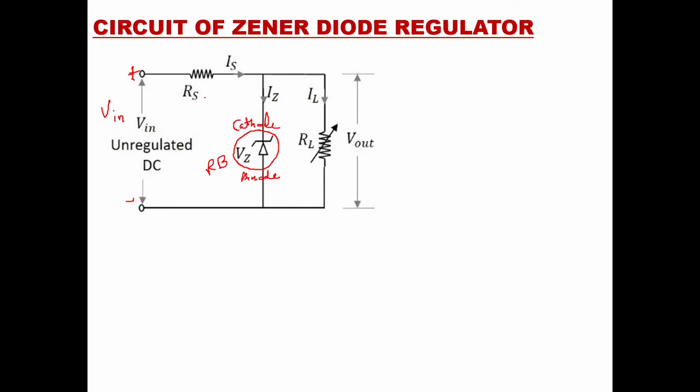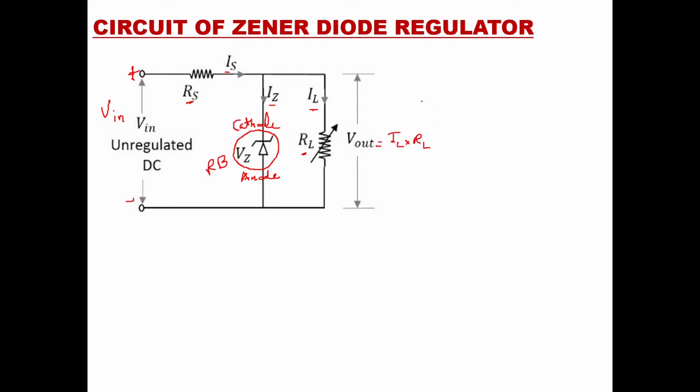Okay. Now here you see RS is the source resistance, IS is the source current, IZ is the Zener current which is going to flow through the Zener diode, IL is the load current which is going to flow through the load RL, and RL will be the load which will be varying. Okay, and V out will be equal to RL into IL. This is V out, which will be equal to IL into RL.